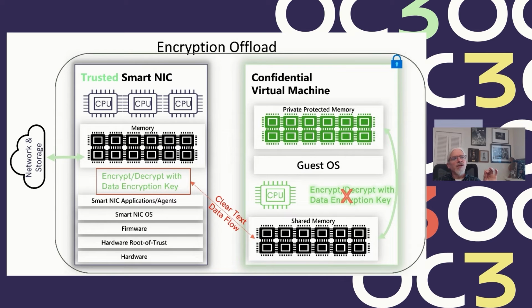But I know what you all are looking at. You're looking at that big red arrow in the middle that says clear text data flow, moving from the confidential virtual machine, the T, into this SmartNIC. And you're asking the question, how in the world can I trust that? Why doesn't that violate confidential computing standards?